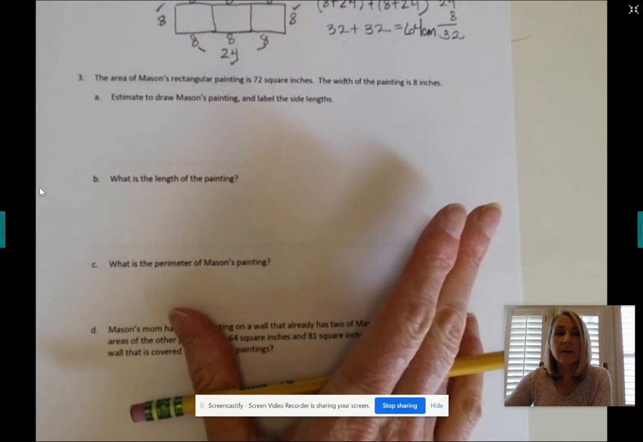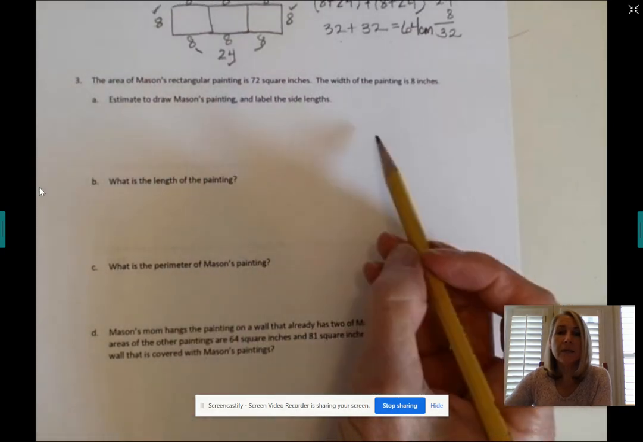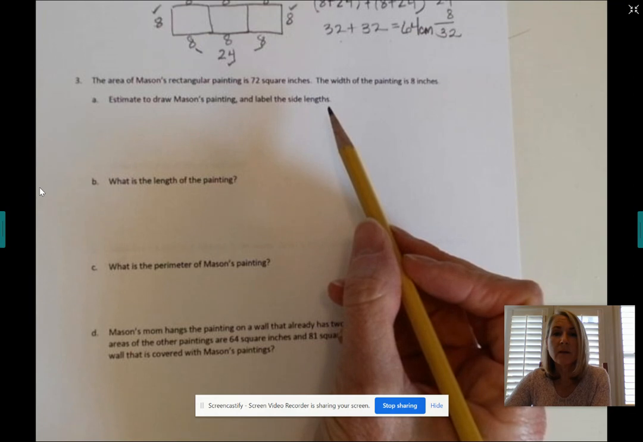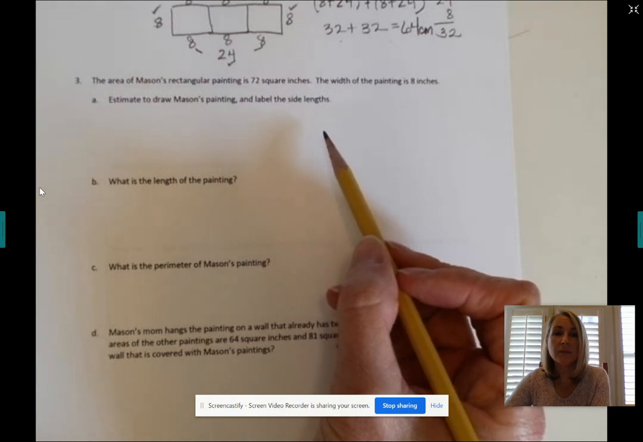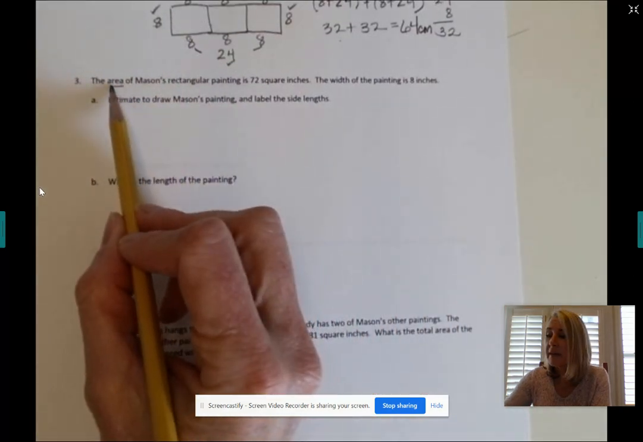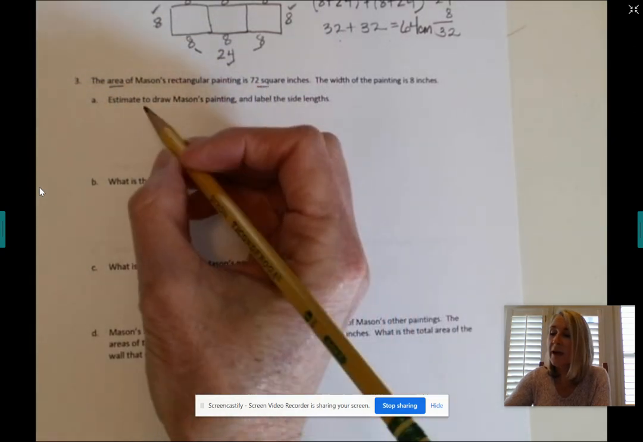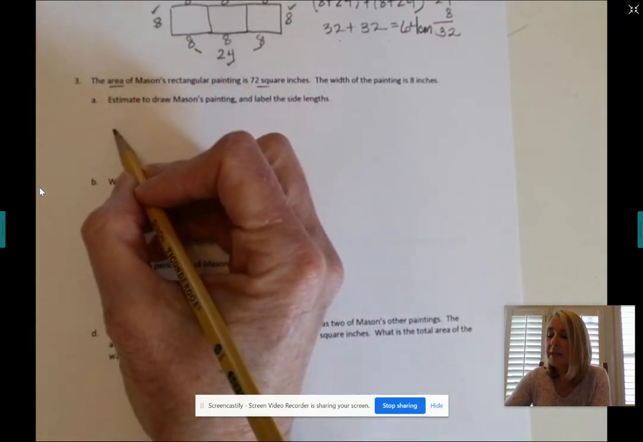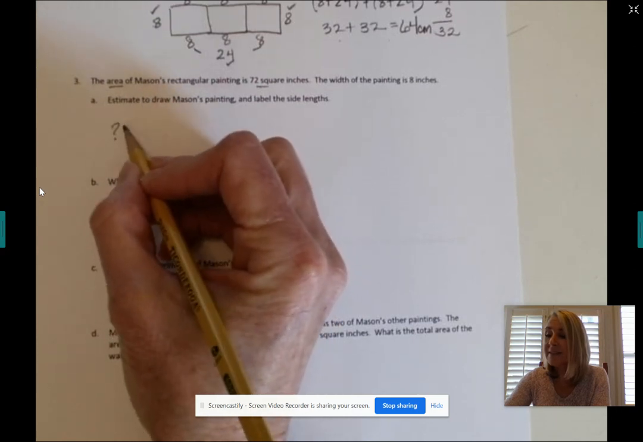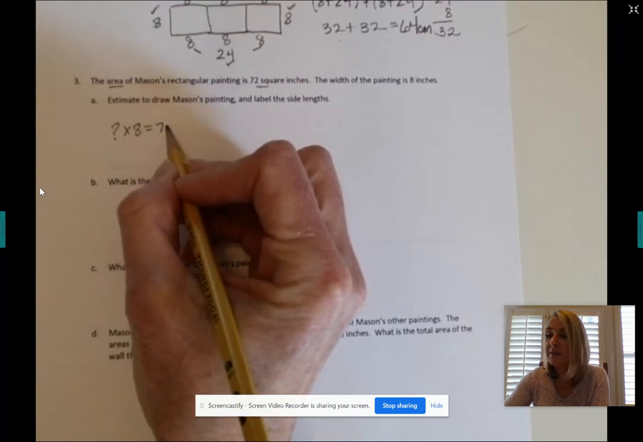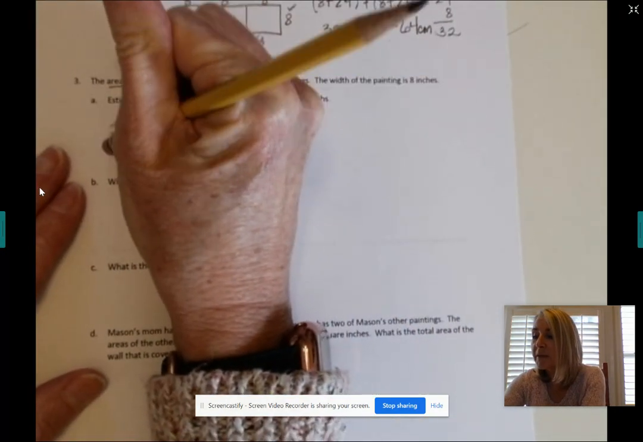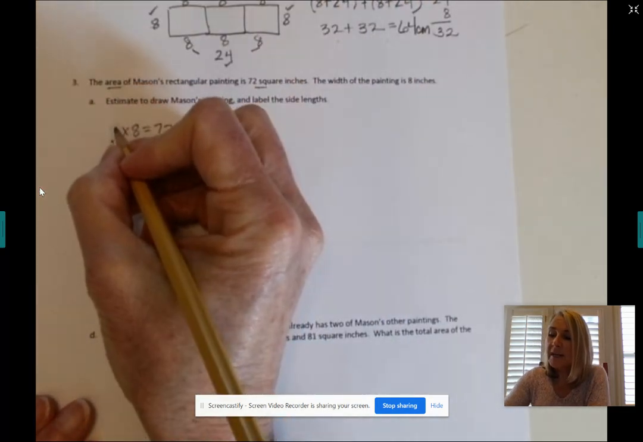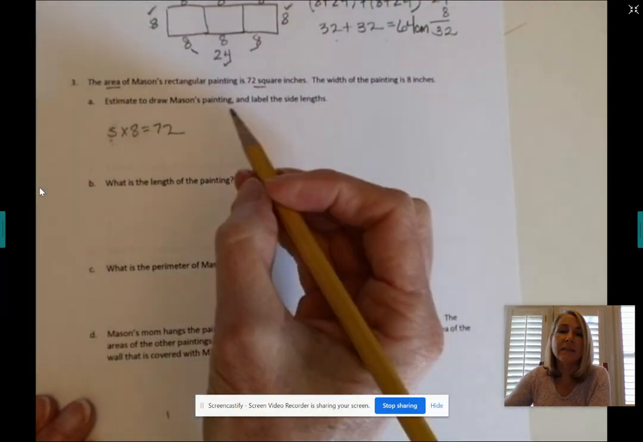Number 3 says the area of Mason's rectangular painting is 72 square inches. The width of the painting is 8. Draw and estimate his painting, label the side lengths. So here they're giving us an area of 72. So that means that it's going to be something times 8 equals 72. Let's not put a question mark there. Let's just put a variable. 1 side length times 8 equals 72.